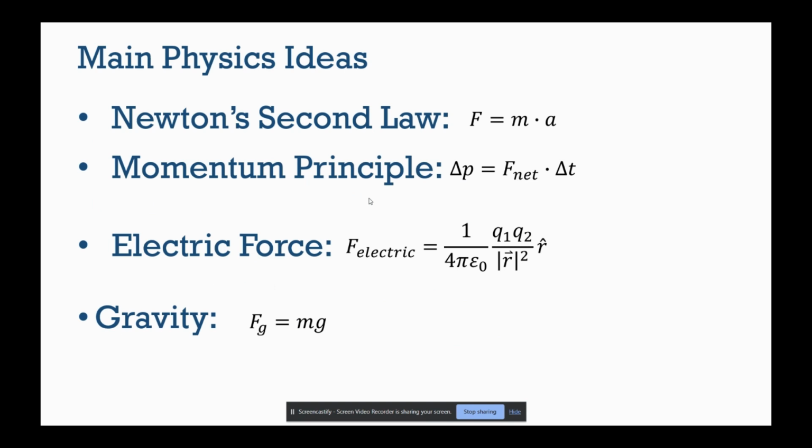The electric force acting on one charge or the other is given by 1 over 4 pi epsilon 0 times the charge of one charge multiplied by the charge of the other charge, divided by the squared magnitude of the distance between them. Essentially, like charges repel and opposite charges attract. The force of gravity can be calculated by multiplying the mass of the object times the acceleration due to gravity on Earth.